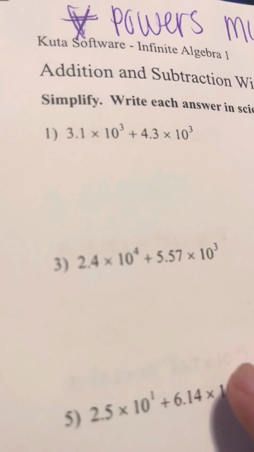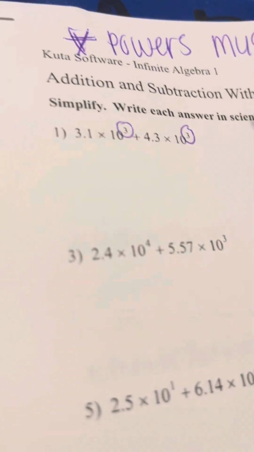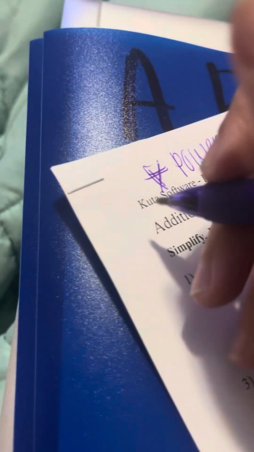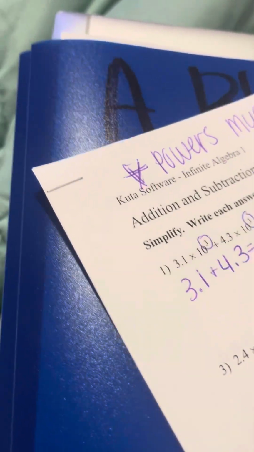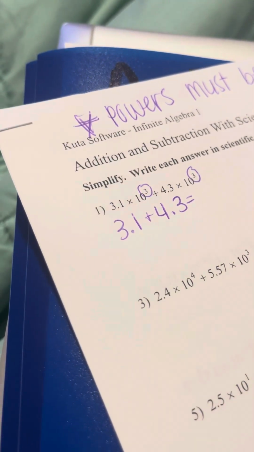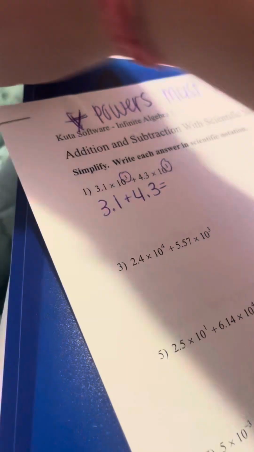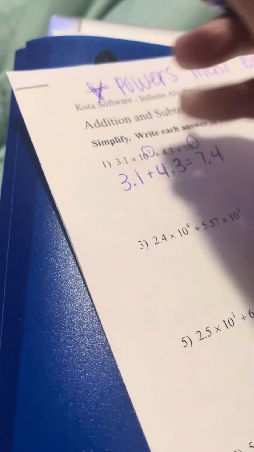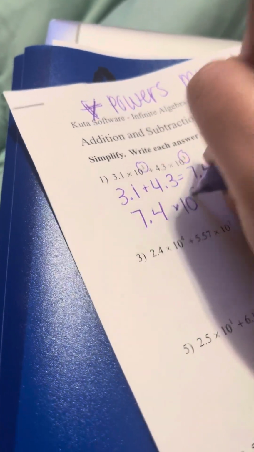3.1 times 10 to the third plus 4.3 times 10 to the third. I see that my powers are 3 and 3. They match. I don't have to change anything. So I can just do 3.1 plus 4.3. Either you can do it in your head, you can do it off the side, or you can put that into a calculator. Why does my calculator look like that? Okay, sorry. And you get 7.4. So 7.4, and we're going to keep the power, times 10 to the third power.